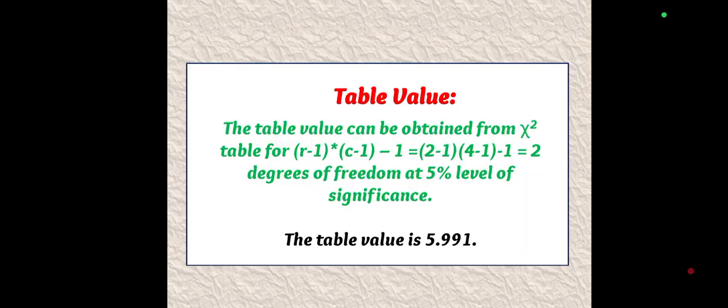Using this calculated value, we compare it with the table value. The table value can be obtained from the chi-square table with degrees of freedom (R minus 1) into (C minus 1), where R is the number of rows and C the number of columns, and minus 1 more for the one value that was pooled because it was less than 5. So (2 minus 1) into (4 minus 1) minus 1, we finally get 2 degrees of freedom. And we are using the 5% level of significance in the chi-square test. The table value is 5.911.